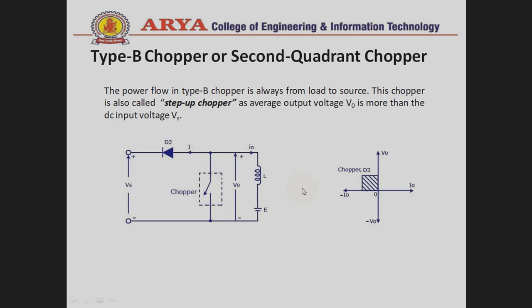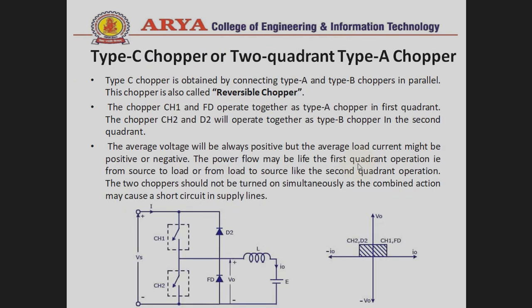The circuit diagram is that, and you can see there that is the output. If we draw the graph between the output voltage and output current, we draw it in the second quadrant, that's why it is known as second quadrant chopper.